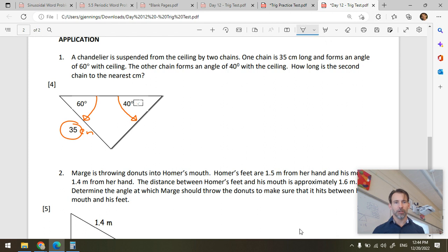For some reason, there's an extra number inside that diagram. If you're seeing that number, I didn't see it when I printed it. Just get rid of it. Okay, so now we want to know the length of this other chain. So go ahead and find it.